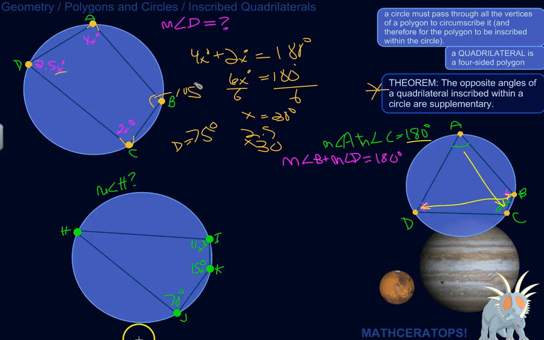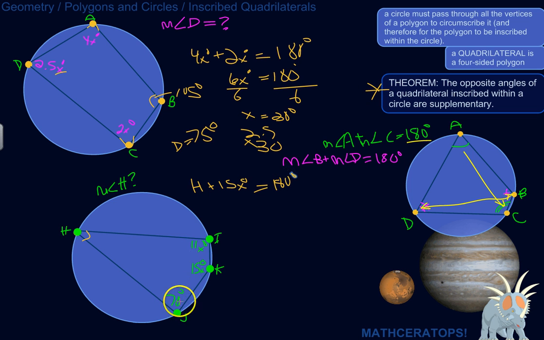All right, so let's try one more. Here's a quadrilateral. It's got four sides. It's inscribed within a circle. The question is, what is the measure of angle H? So what's this guy? We know that the angle opposite it is this one over here, angle K, 15x degrees. So we know that H plus 15x degrees is equal to 180 by this theorem.